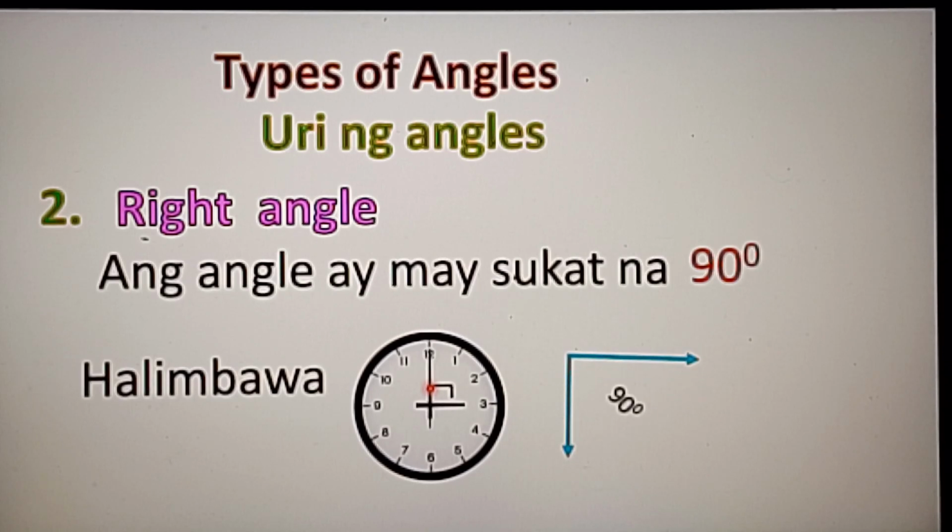Another example, the angle formed by perpendicular rays. These two perpendicular rays form right angle. The measure is 90 degrees. So again, pag sinabing right angle, walang ibang sukat, kundi 90 degrees.